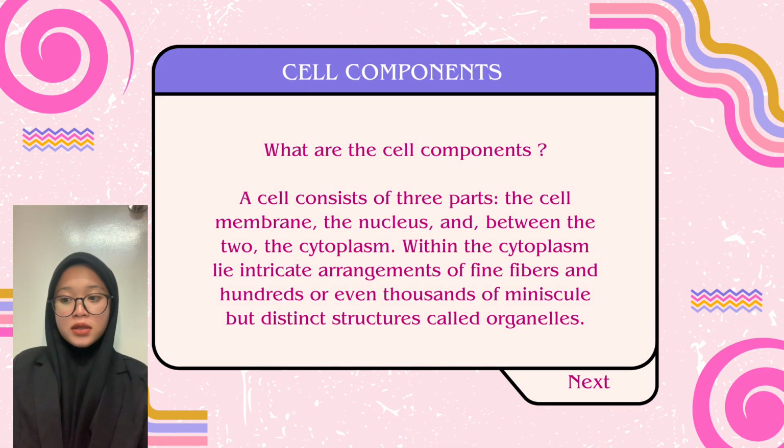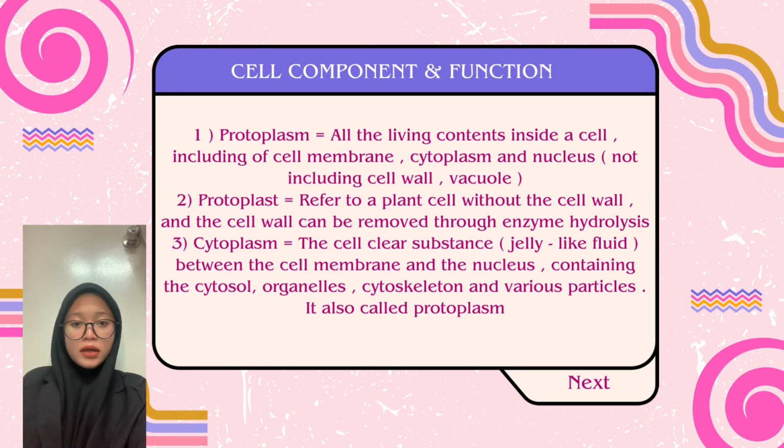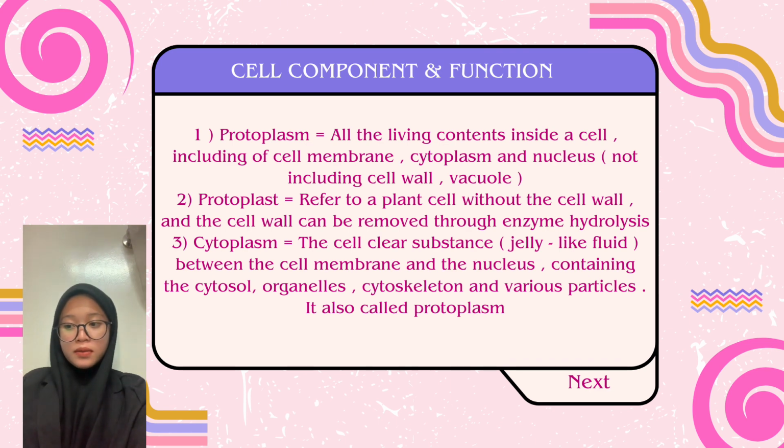A cell consists of three parts: the cell membrane, the nucleus, and between the two, the cytoplasm. Within the cytoplasm lie an intricate arrangement of fine fibers and hundreds or even thousands of molecules, but distinct structures called organelle. It is divided into 5 parts, which is protoplasm, protoplast, cytoplasm, cytosol, and organelle.